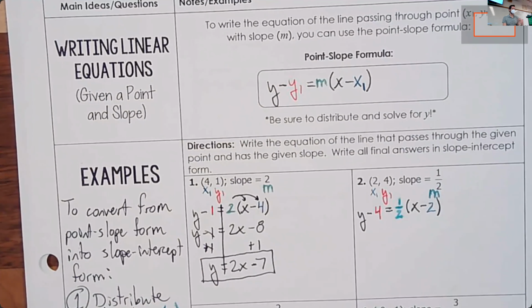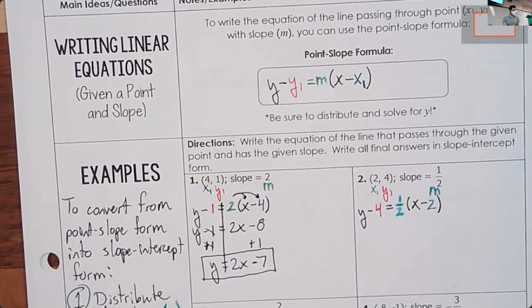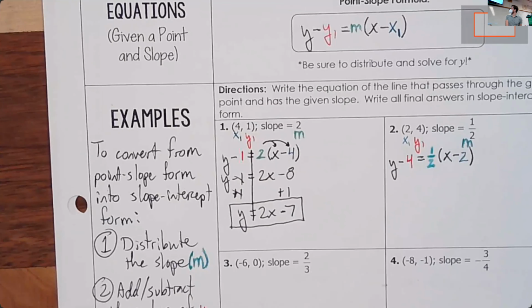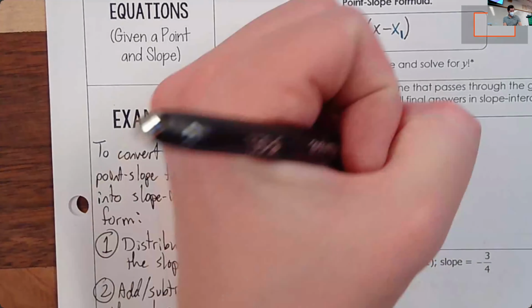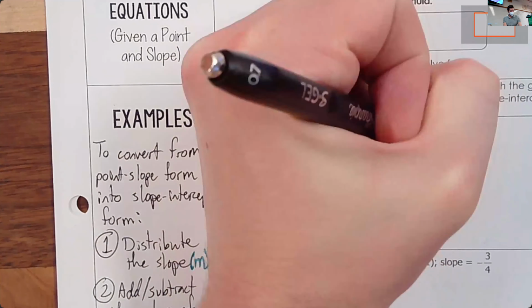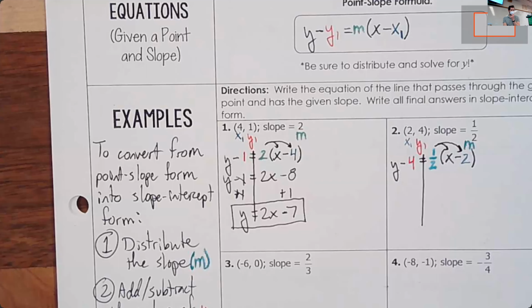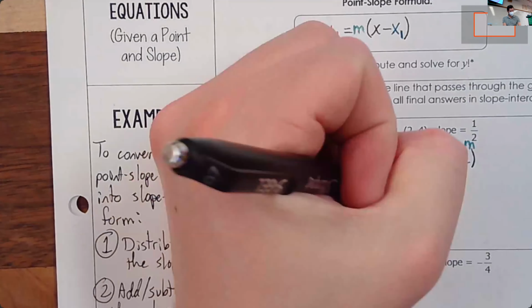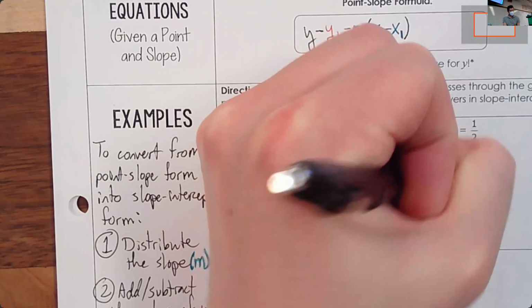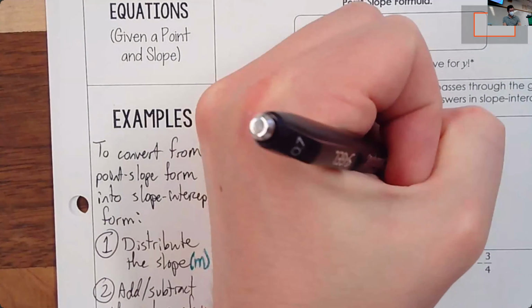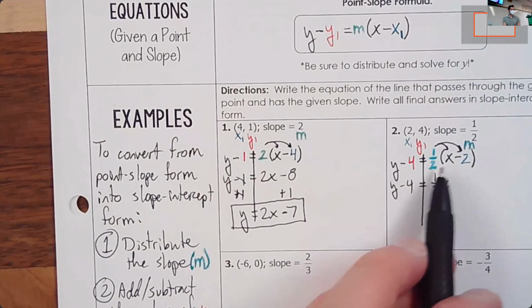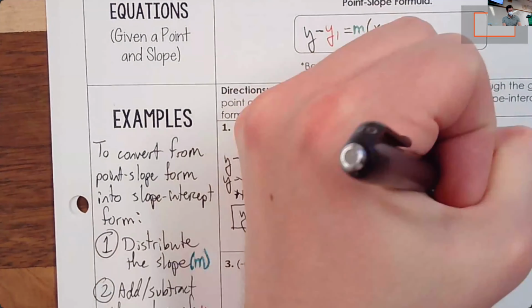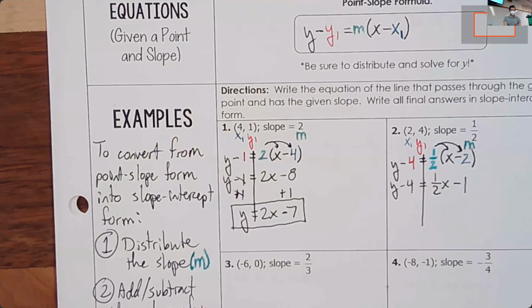Then we're going to follow the 2 steps to convert from point slope into slope intercept. So over here, it says that step 1 is to distribute the slope. Our slope is 1/2. We're going to distribute 1/2 to x and 1/2 to -2. That's where we're starting. So nothing happens on the left-hand side yet. It's going to be y minus 4 equals 1/2 times x is just 1/2 x. And then 1/2 times -2, half of -2, that's -1. So 1/2 x minus 1. So there's step 1, we distribute it.